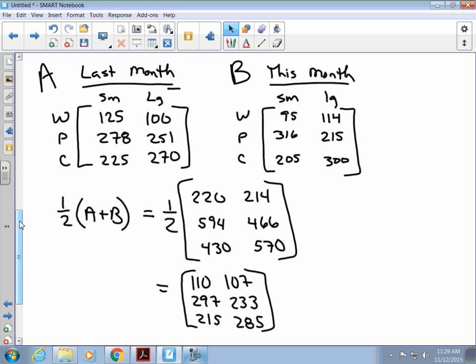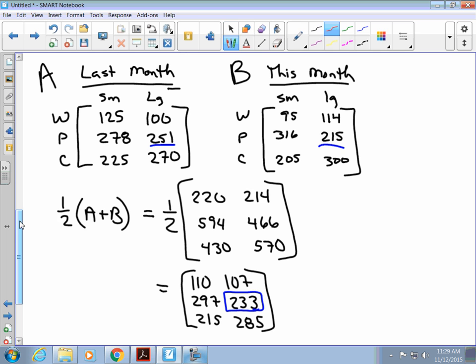All right, so this is our result matrix. What we want to do is be able to interpret this. So let's say we take this element right here. What does that really mean? Well, if we look at this element, that is pine, and it's a large. So it's a large pine rack, and that's how many we averaged in the 2-month period. So 233 was the average amount of large pine racks that we would sell.